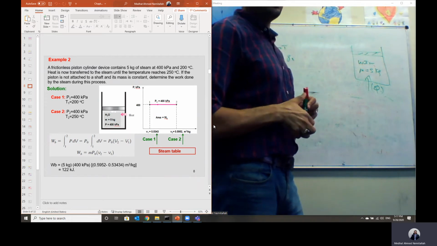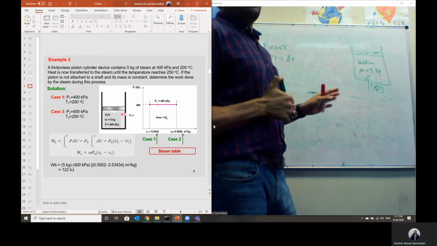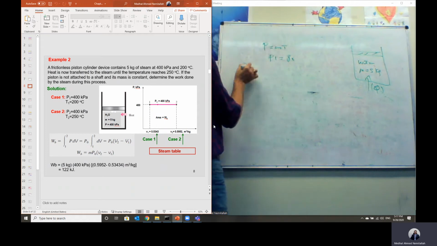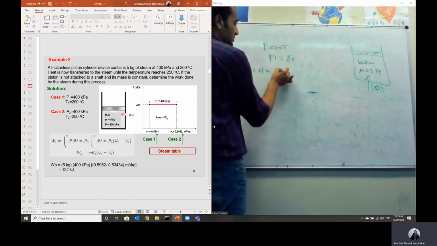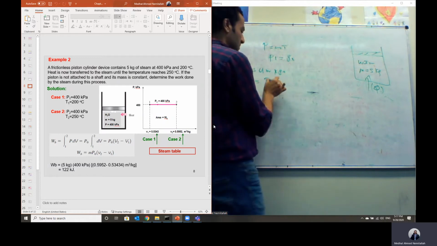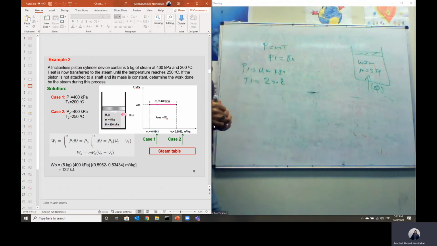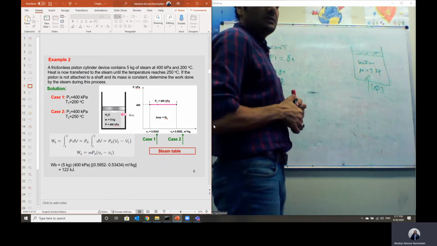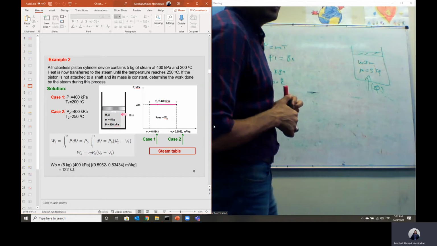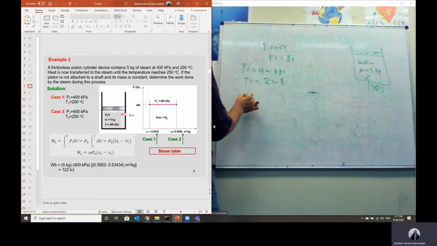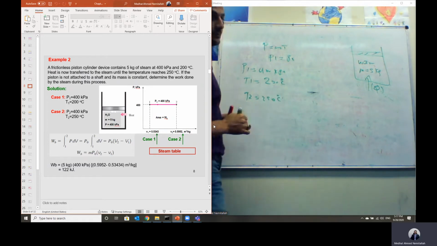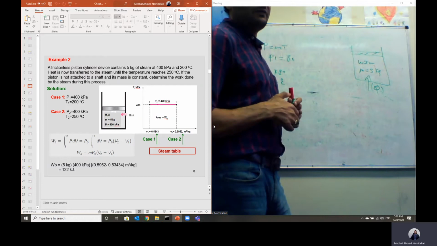He said the mass of this water, steam, is 5 kilograms, existing at 400 kilopascal, so the pressure P1 is 400 kilopascal, and temperature T1 is equal to 200 degrees. He said heat is now transferred to the steam until its temperature reaches T2 equal to 250 degrees. Okay. He said this is a frictionless piston.